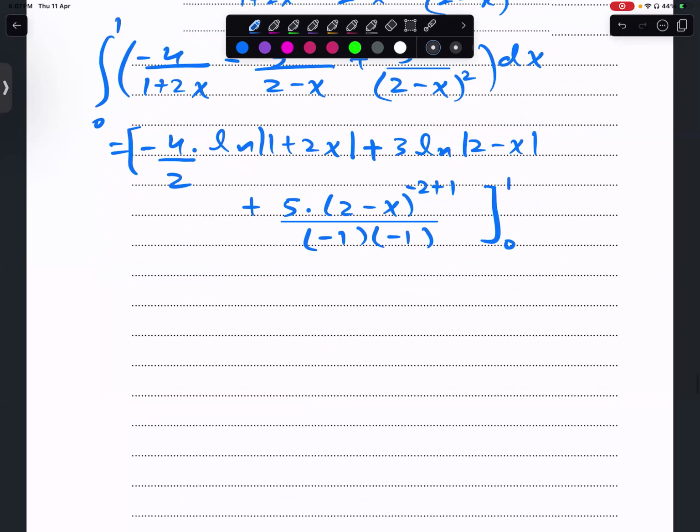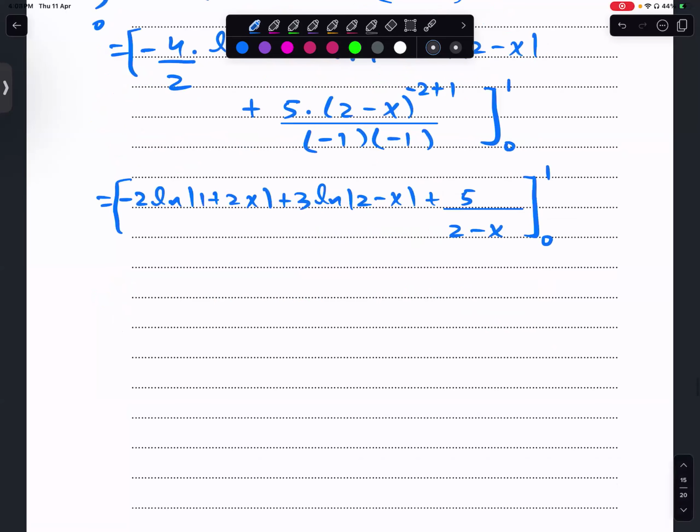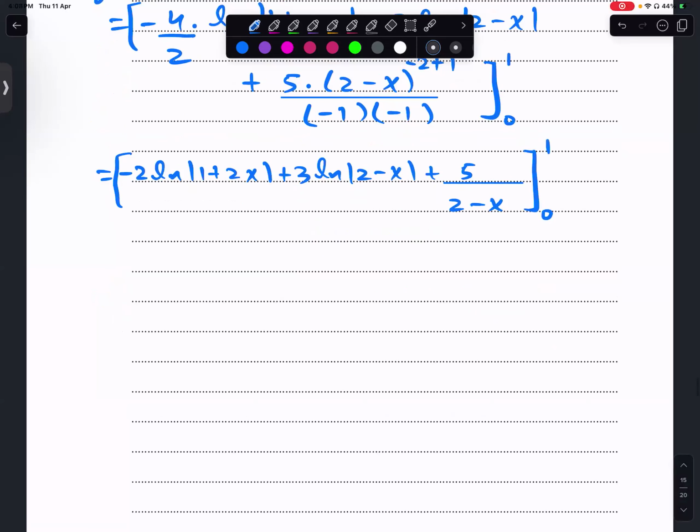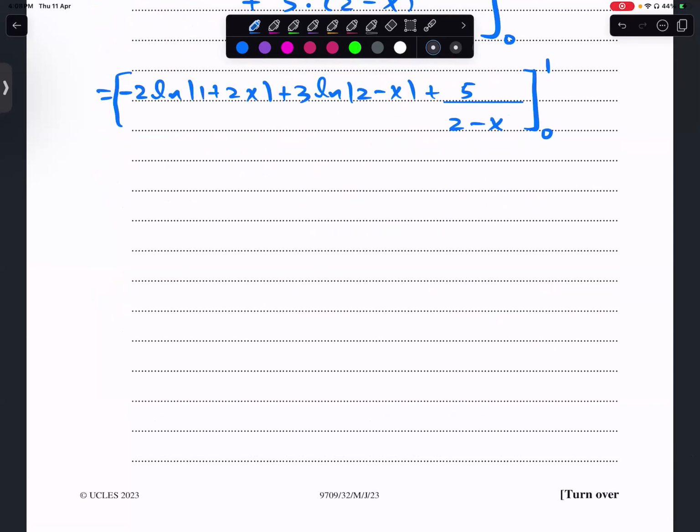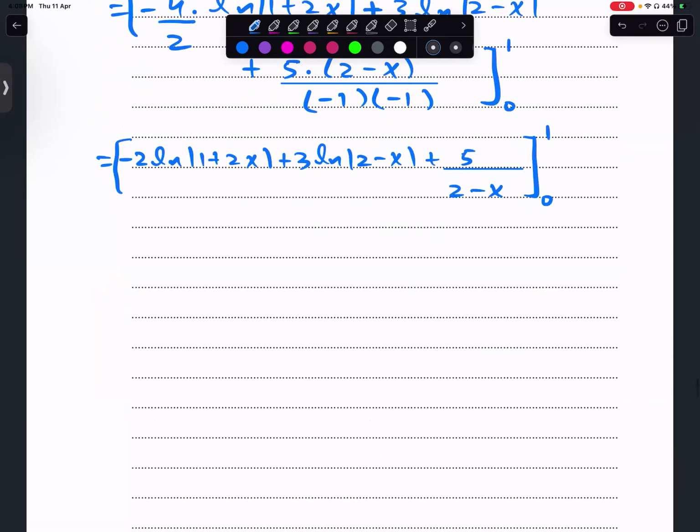Let me write the expression in decent form. So minus 2 natural log of 1 plus 2x plus 3 times natural log of 2 minus x plus 5 divided by 2 minus x. Let's put the limit in this expression. But please, students, you have just a few lines left. Please do not use a calculator either, okay? Put 1 here.